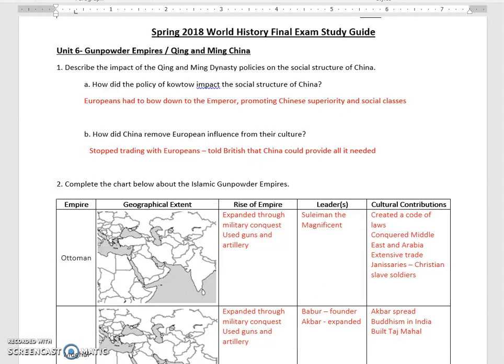Eventually, though, especially after word comes back of the many different cultures, China decides to get rid of European influence from their culture. So does Japan at the same time. And one of the biggest ways that they do this is by stopping the trade with Europeans. The Chinese emperor writes a lovely letter to the British king basically saying, we don't need your trade goods, we can provide everything we have here.